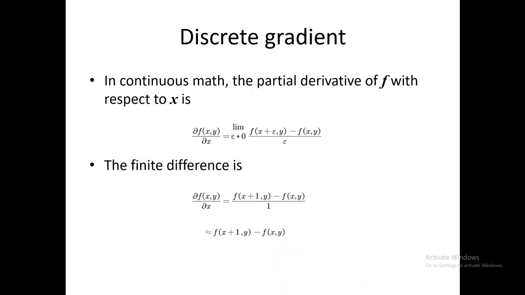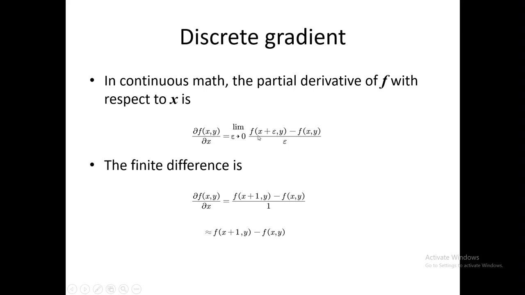Now let's talk about the discrete gradient. In continuous math, the partial of f with respect to x is given by a limit expression. What we see here is we move a little bit in the x direction, that is epsilon, subtract the original f(x,y), and divide by epsilon, and when we let the limit go to 0, that becomes our derivative in the x direction.